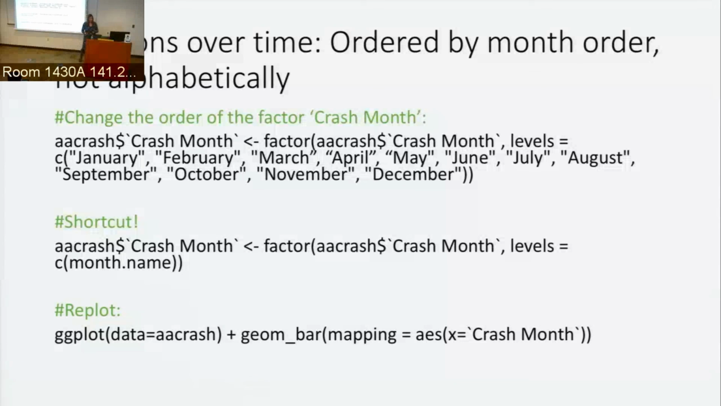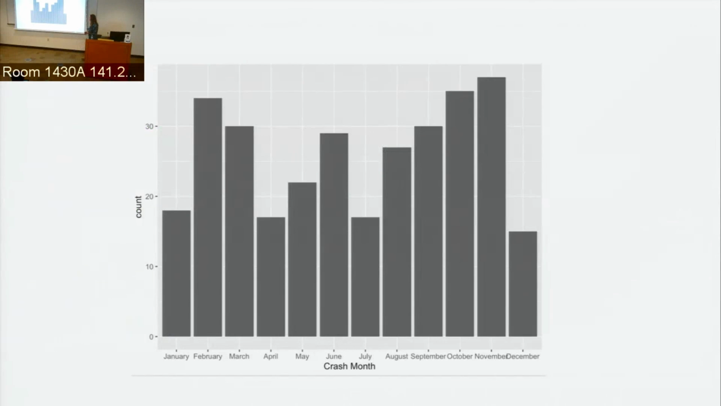Okay. And now hopefully your plot looks like this, where the months are chronologically ordered on the x-axis. Anybody not get that? Everyone good?